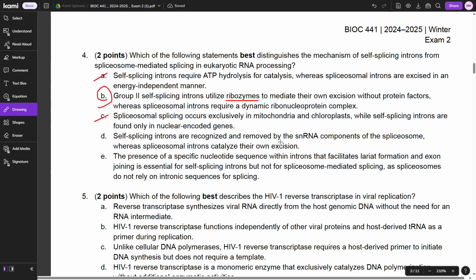Self-splicing introns are recognized and removed by snRNA. Nope, that's for spliceosomes. snRNAs are on spliceosomes, so they are not for self-splicing introns. So that's wrong. The presence of a specific nucleotide sequence within introns that facilitates lariat formation and exon joining is essential for self-splicing introns, but not for spliceosome-mediated splicing, as they do not rely on intronic sequences for splicing. This part is for sure wrong. They definitely rely on intronic sequences for splicing, right? That part isn't correct, so I would say this is wrong as well. So B is definitely your best answer there.